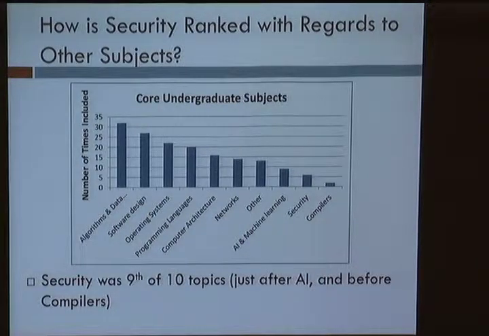So algorithms and data structures coming in at number 1, not surprising. Software design's number 2, but yeah, security's down there at number 9, just after AI and just ahead of compilers, which isn't great for security.